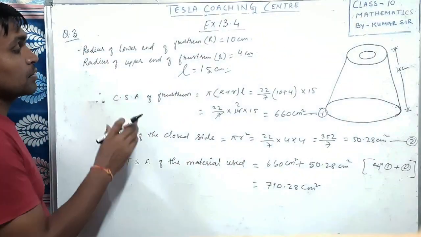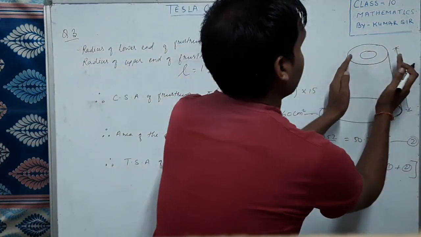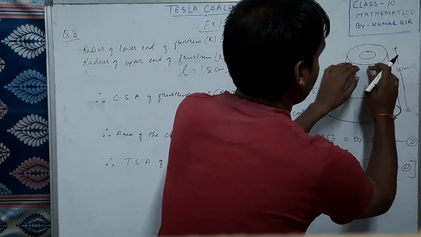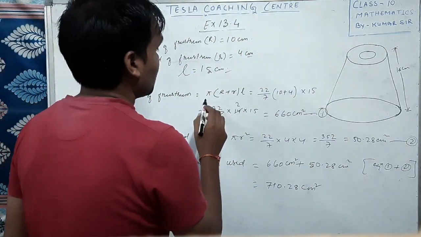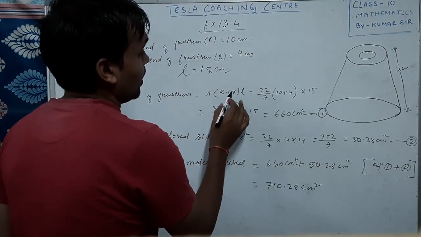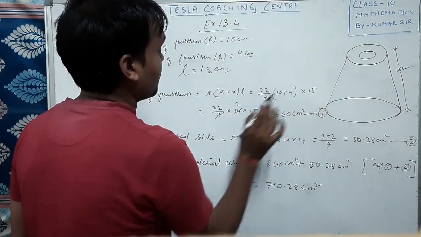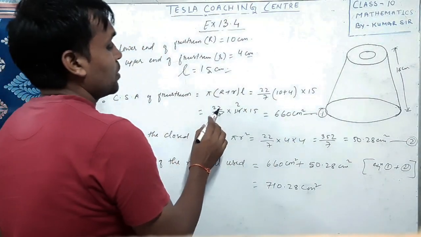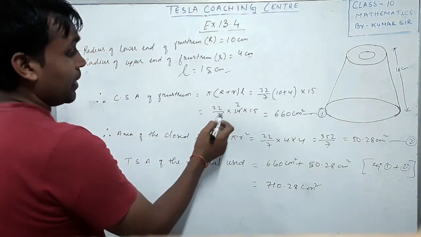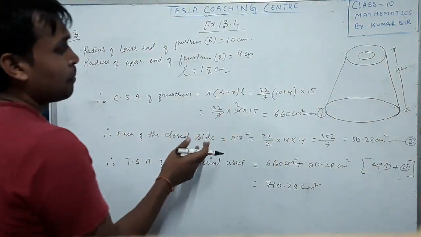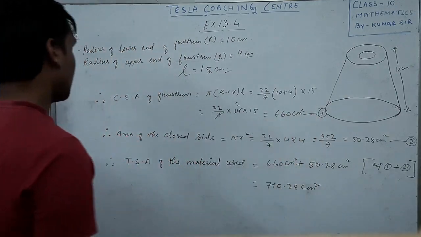So first of all, what we are finding out is the curved surface area of the frustum. So this is the curved surface area, this part. Curved surface area, leaving this part, is the curved surface area of the frustum. Okay. So formula is what? Pi into R plus r into L. So 22 by 7, 10 plus 4 into 15. So 22 by 7, 14. This one will come 14 into 15. So if you divide, 7 into 14, and then multiply, you will get 660 centimeter square. This is equation number 1.